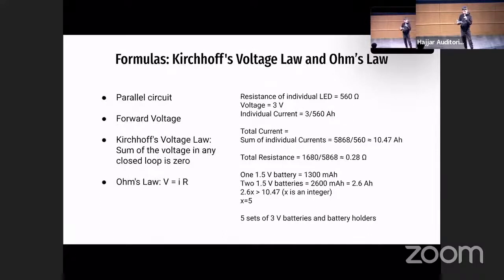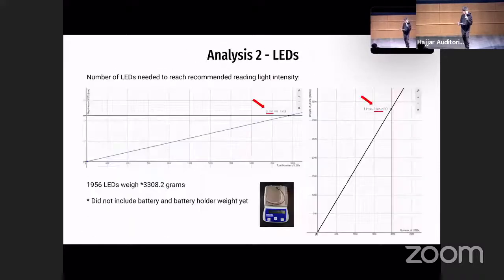Kirchhoff's second law, the voltage law, states that the sum of all voltages around any closed loop in a circuit is 0. And Ohm's law states the relationship between voltage, current, and resistance. So voltage is current times resistance. Using these, I will calculate how many branches are needed in the parallel circuit.